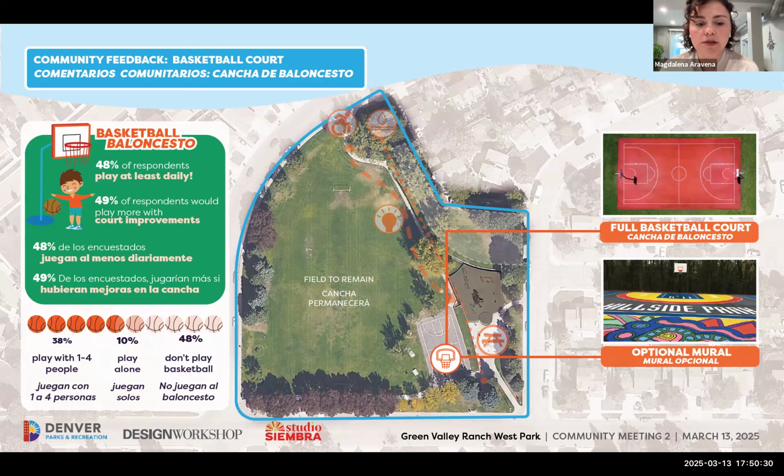The other great thing that we heard from the public meeting was that the community prefers a full basketball court versus any of the other options that were presented, such as half courts or other types of sports striping. And then the really exciting part, which will not be elaborated on right now but will be throughout the design process, is an optional mural for that basketball court, so that the court itself has some awesome art.